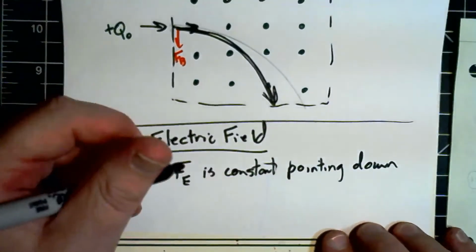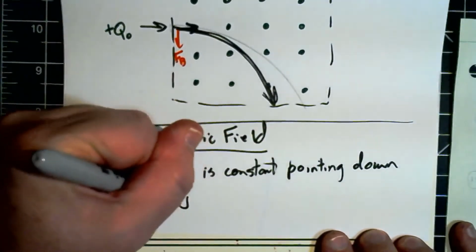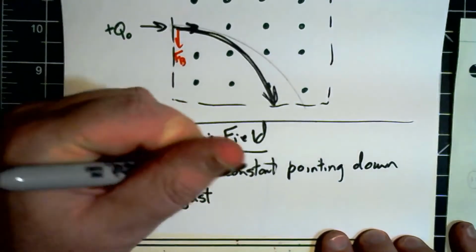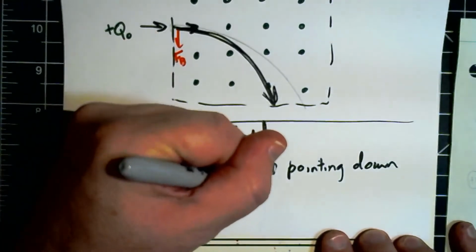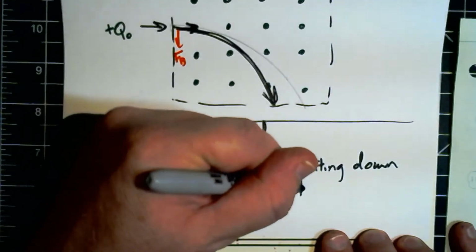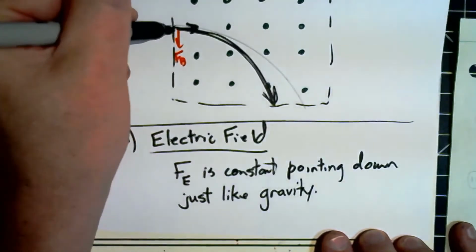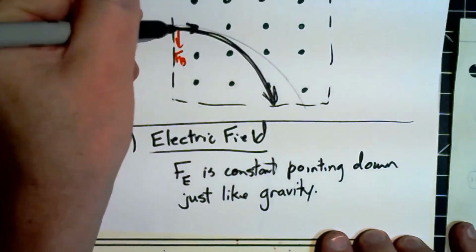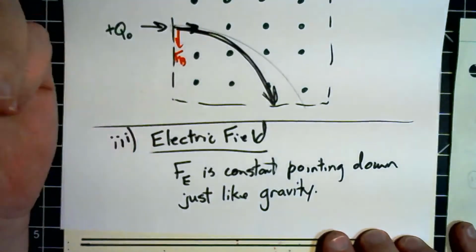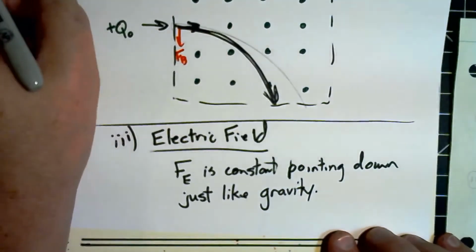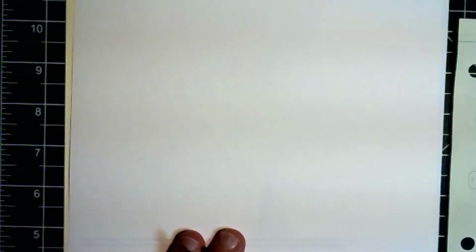The electric force is constant, pointing down, just like gravity is constant, pointing down, as opposed to the magnetic force, which is constant in magnitude but points towards the center of a circle, which is the centripetal force. Okay. And then the last part of this question is a paragraph length response. Let me highlight and point out the things that you need to know on this.